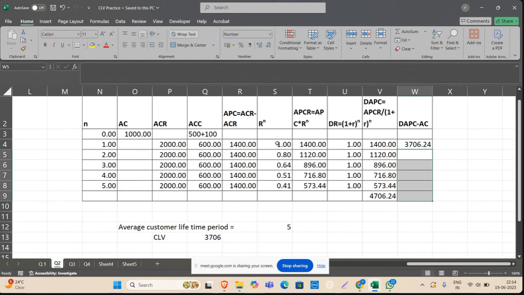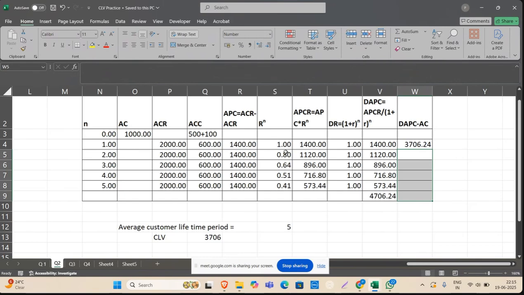So how do you calculate retention rate is like, from the second year you can calculate retention rate like, it is 80%. 80% means 0.80. So 0.80 to the power 1. From the second year you have to calculate to the power 1, to the power 2, to the power 3, like that. Or else you can also calculate as, so first year it will be 100%, so this is 1.